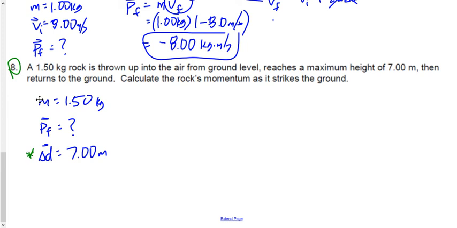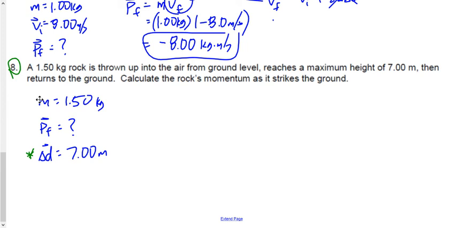The reason I'm going to do that is because that displacement is not the displacement over the entire trip. I want to find the velocity, or sorry, the momentum when all is said and done. But the displacement at that point is not 7. So I'm going to star it so that we remember that when we're dealing with that displacement, we're dealing with kind of half the trip, right? Make sense?